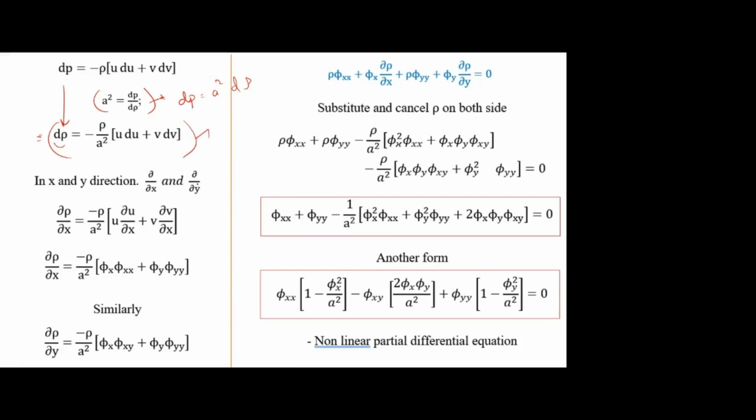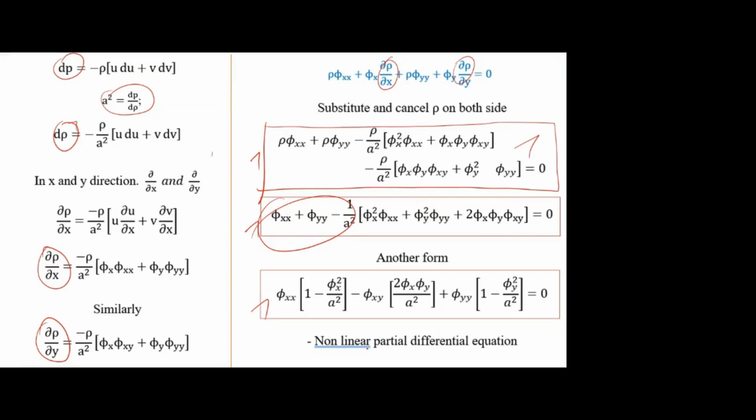Now I can write this in both directions, that is dou rho by dou x, the same equation. I am writing in both x and y direction, dou rho by dou x and dou rho by dou y. So u I can write as phi x, this is phi xx, v is phi y, and this is phi yy. Similarly, dou rho by dou y I can write. Now these two I can substitute here. Like that I am substituting, then rearrange. This will be the final equation. Two forms are there, any form you can take. Velocity potential equation for compressible flow.